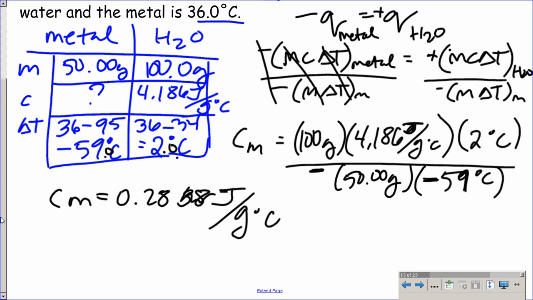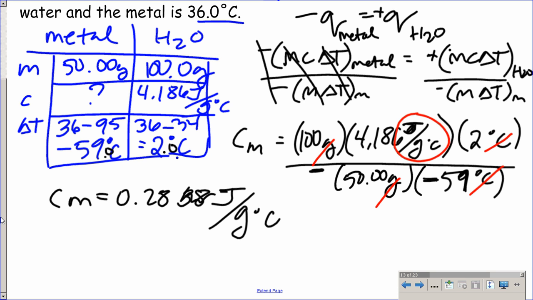Okay, so basically you should have seen everything cancels except for the specific heat capacity. Grams and grams cancel, degree C and degree C cancel, and so you're left with joules per gram degree C, which is the specific heat unit. So we're in good shape here. Does that number make sense for a metal? Yeah, it's below 1. We're doing pretty good here. So you can always reflect on your answer at the end.